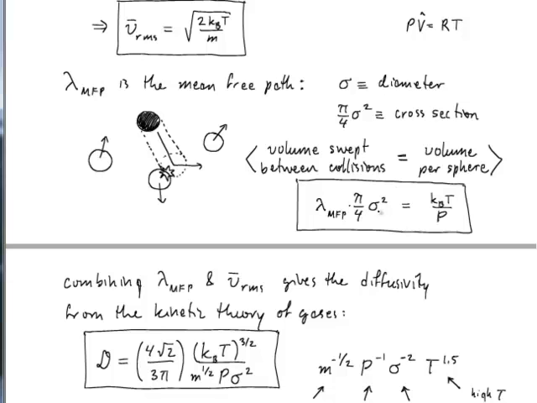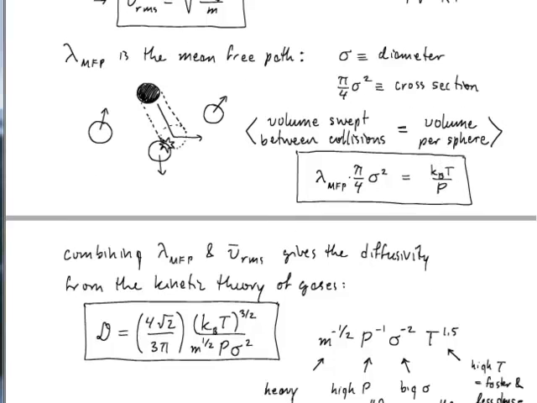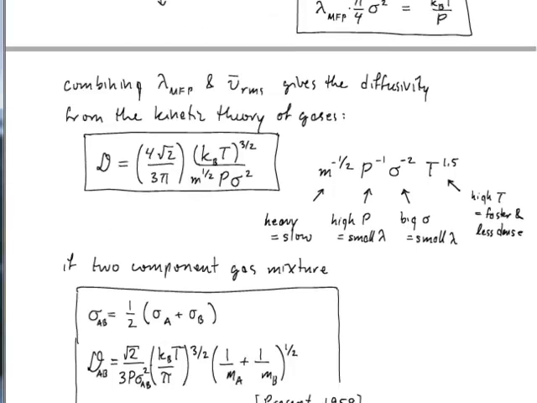You get kT over pi/4 times sigma squared times P. Sigma is the diameter of these particles, so pi sigma squared over 4 is their cross-sectional area. When you see kBT in this class, remember that is just the gas constant, okay? So the only difference between them is this unit conversion of going from molecules to moles. So this is Boltzmann's constant, but it's really the same thing as the RT that you've learned to use as your gas constant. All right, so that's the kinetic theory of gases result.